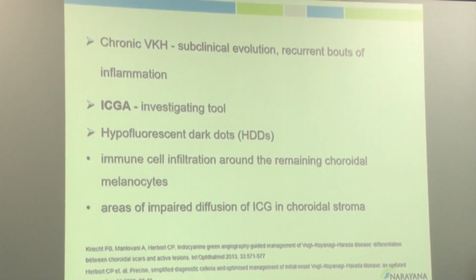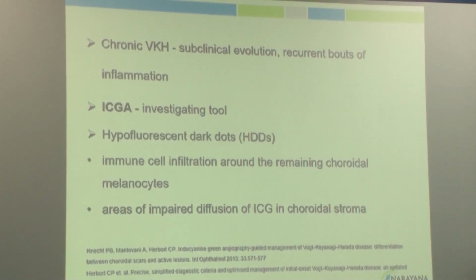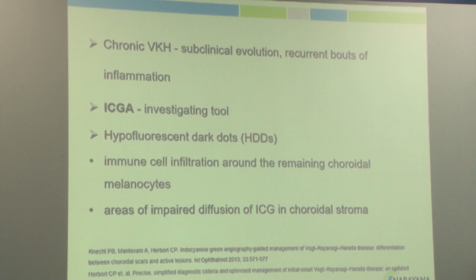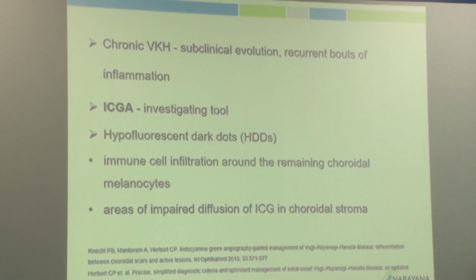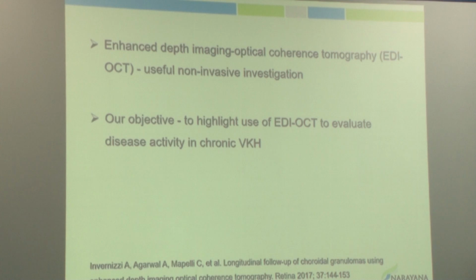ICGA has been thought to be a standard tool to evaluate such patients, on which we see hypofluorescent dark dots, which are basically immune cell infiltration around the remaining choroidal melanocytes, representing areas of impaired diffusion. EDI OCT has come up as a valuable tool to evaluate these lesions. Our objective was to highlight the use of EDI OCT to evaluate activity in chronic VKH cases.